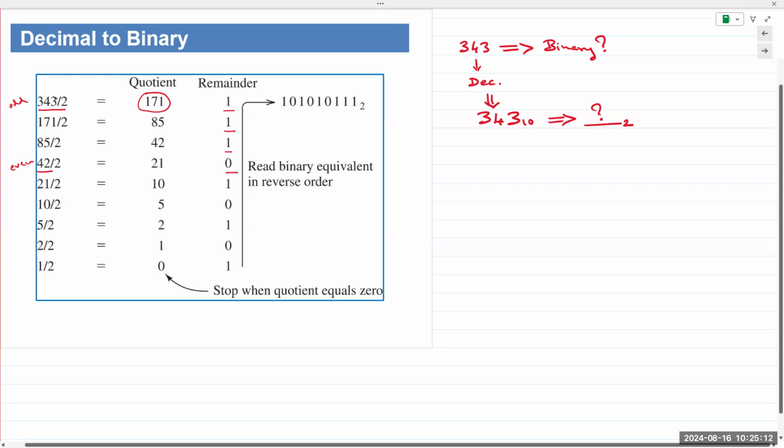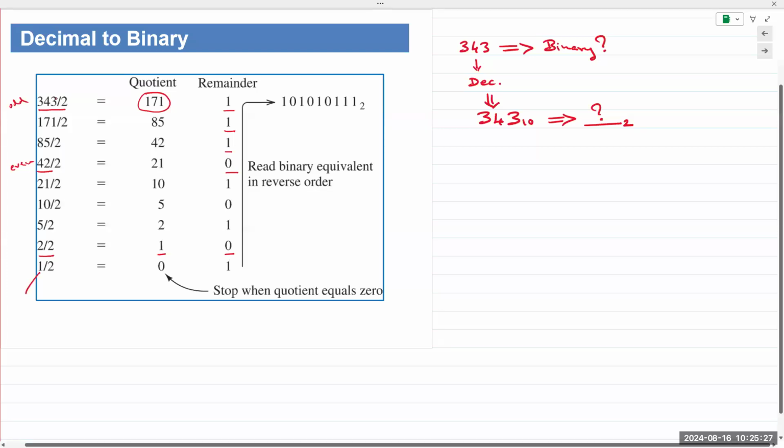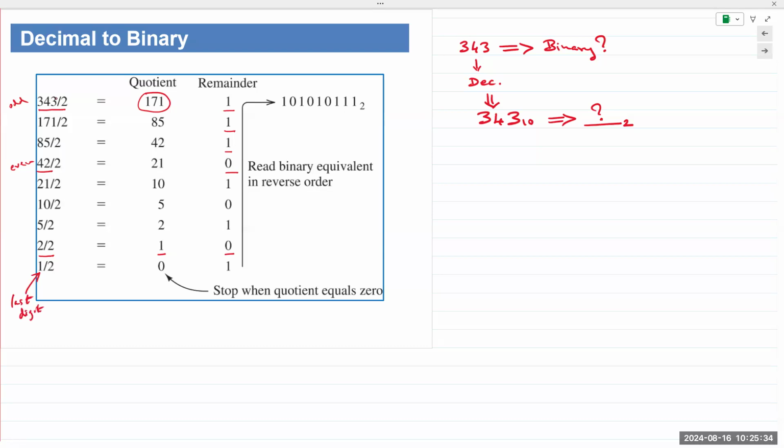So you keep on going until the end where you divide by 2, your quotient is 1, your remainder is 0. Now, if you divide the last remaining digit, 1, by 2, you get a fraction, half. It's 0.5. So the quotient is 0, and we say the remainder is 1. When the quotient becomes 0, that's when we stop.